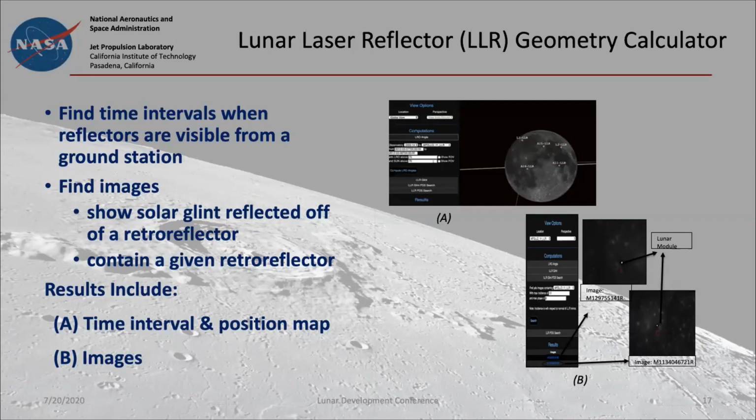The outputs of the tool include time intervals for viewing a solar gleam from the reflector, as seen from the LRO, using a map view that displays the positions. Other inputs include LRO NAC images available in the Planetary Data System that have reflectors in their view, and images available in the Planetary Data System that have the solar gleam of the reflectors. As I mentioned, the beta version of this tool is already available on Moontrack.